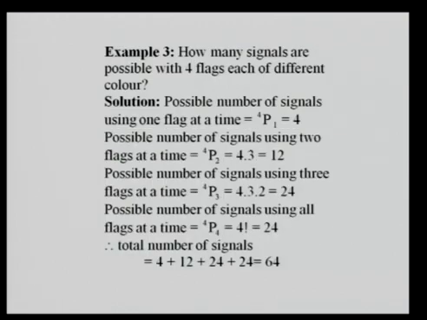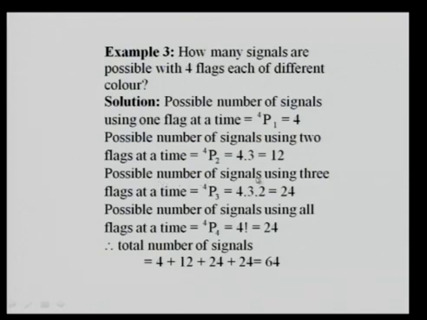Let us take another example. How many signals are possible with 4 flags, each of different colors? For a signal, we can use one flag, or 2 flags, or 3 flags, or all 4 flags. So we have to consider all the possible ways. Let us first count the possible signals formed with one flag. Possible number of signals using one flag at a time: 4P1 is equal to 4. Possible number of signals using 2 flags at a time: 4P2 is equal to 4 into 3, 12.